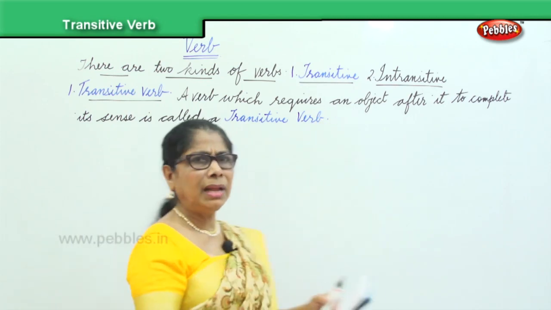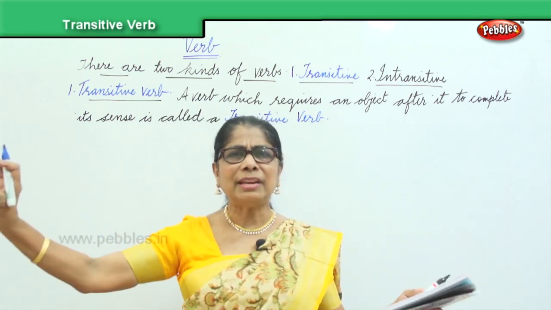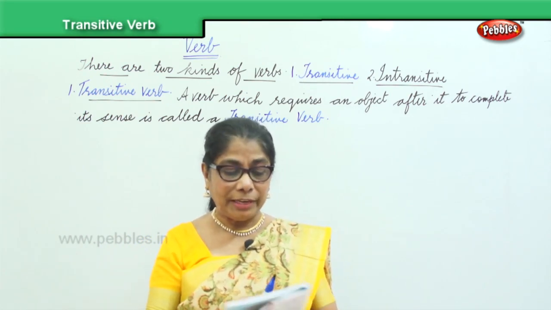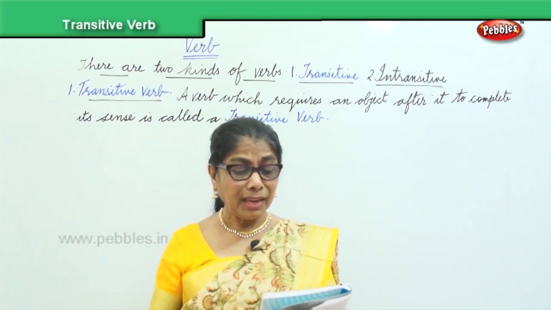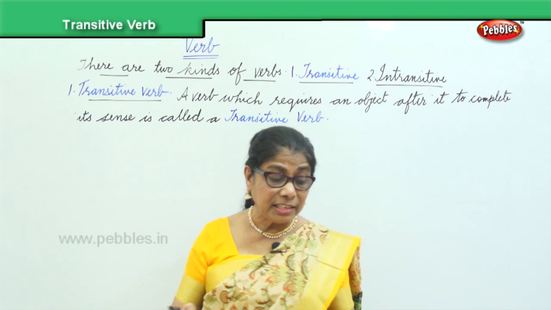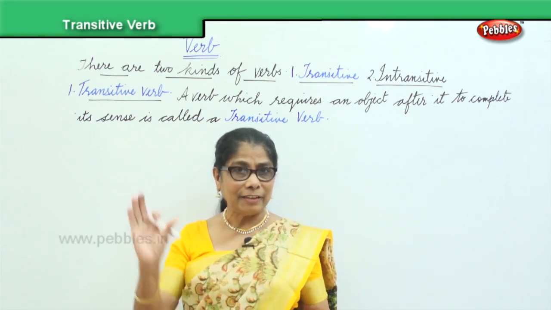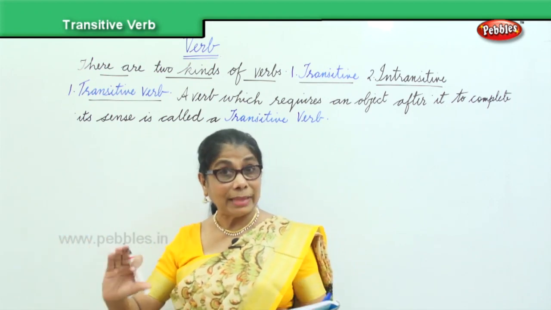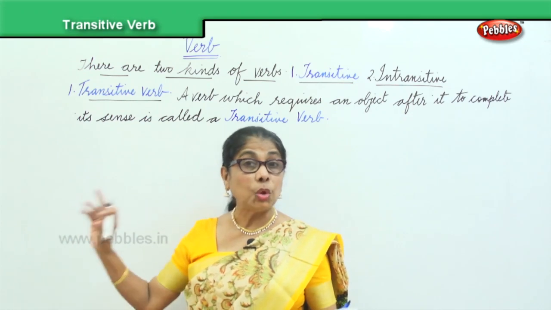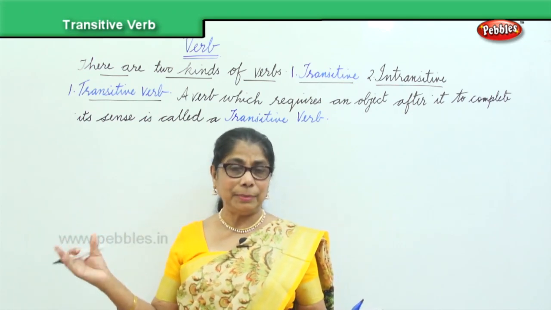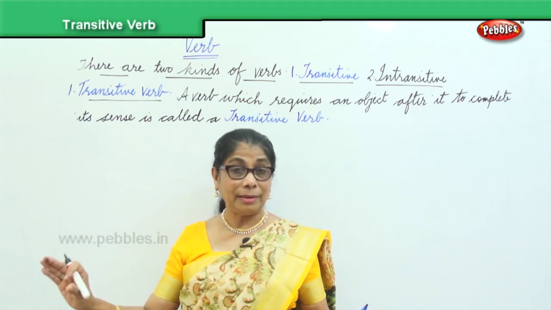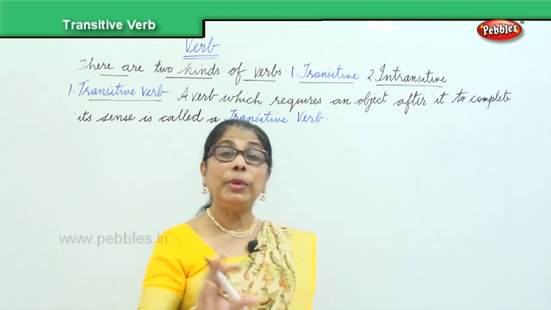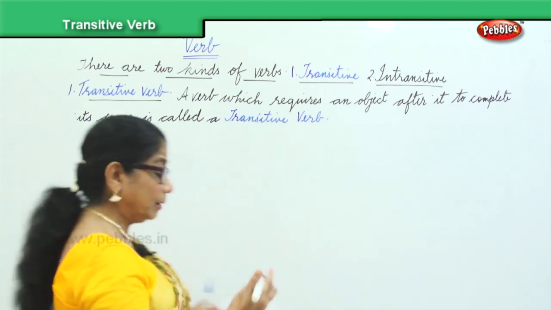All you need to remember, a transitive verb needs an object after it to complete the action or to make sense. And only that we need to remember. Now, in a transitive verb, the action passes from the subject to the object when the action is completed. Let's look at the sentences to understand the transitive verb better.